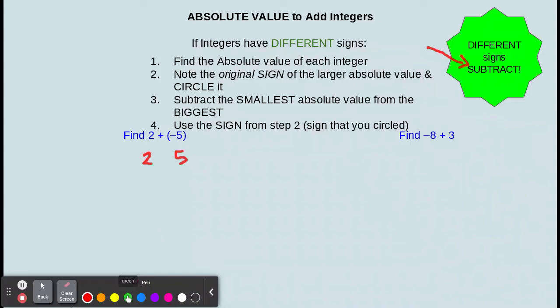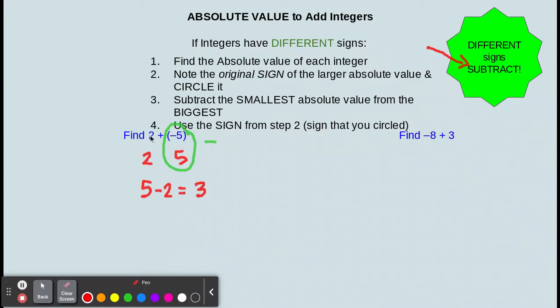Now, this next step, we're going to compare these two numbers. Which one's bigger? This 5 is bigger. So we're going to circle it up here, like this. Okay? What sign does it have up here in our original problem? It has a negative. Okay. That tells us that we know our answer is going to have to be negative. Okay? So first step, find the absolute value of each one. Circle the larger one. Now the third step is to subtract these two. 5 minus 2 is 3.